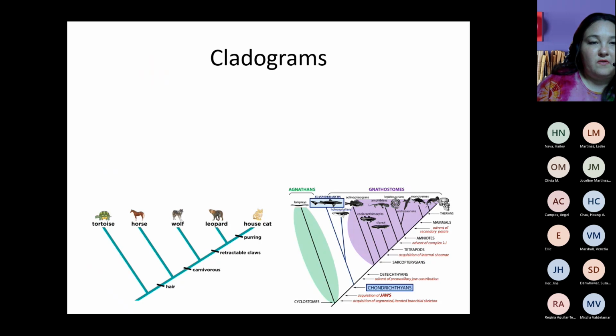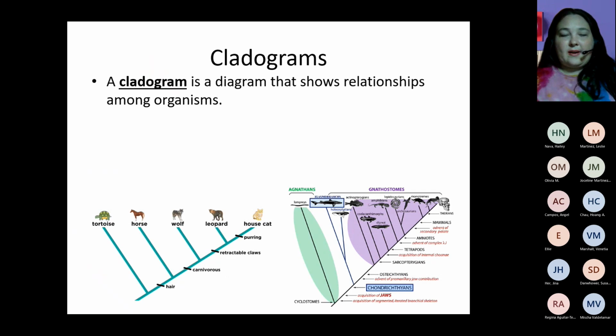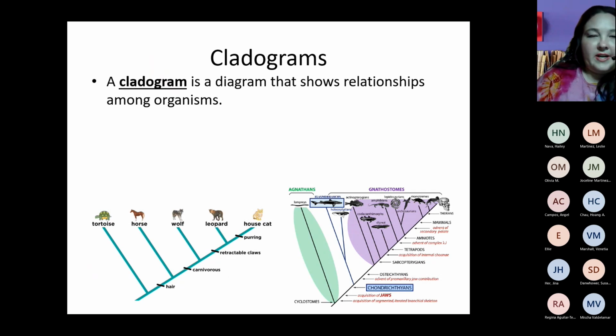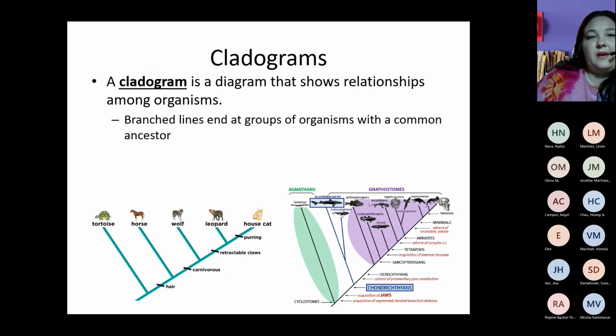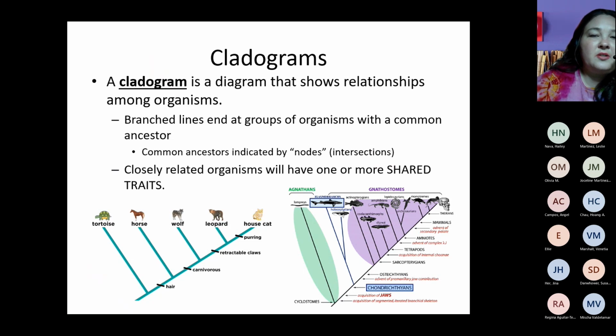And now we're going to move on. Cladograms. A cladogram is a diagram that shows relationships among organisms. It's much like a family tree, and we've already gone over this a little bit. The branch lines end at groups of organisms with a common ancestor. The common ancestors are indicated by nodes. A node is just an intersection between two branches. So this is a node, this is a node, this is a node, and this is a node.